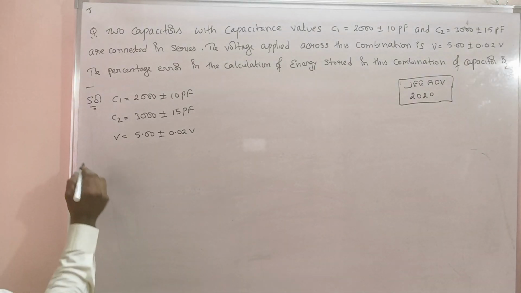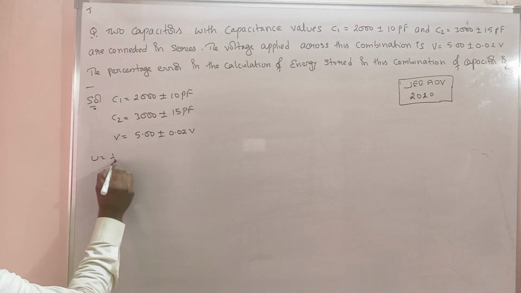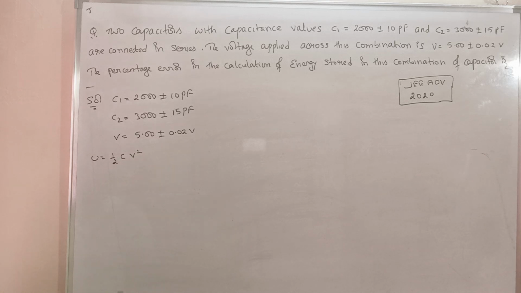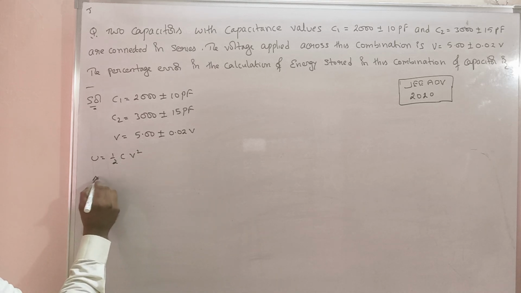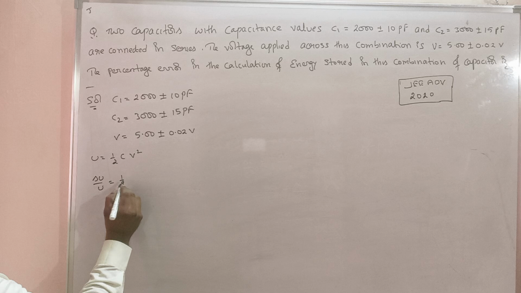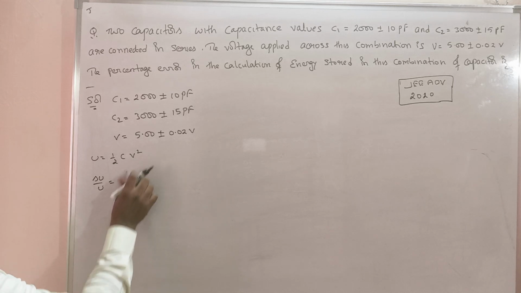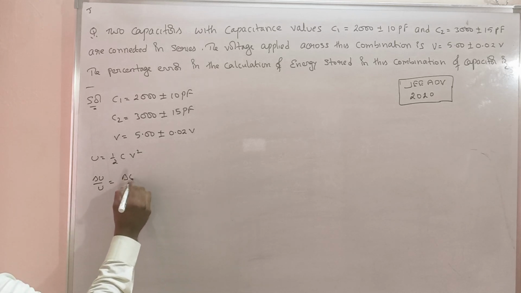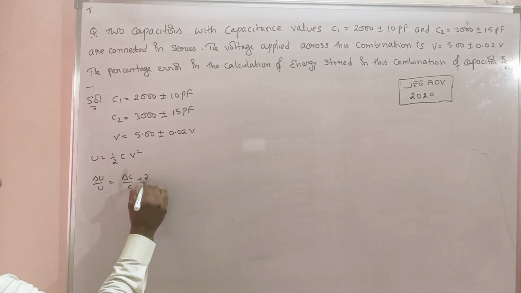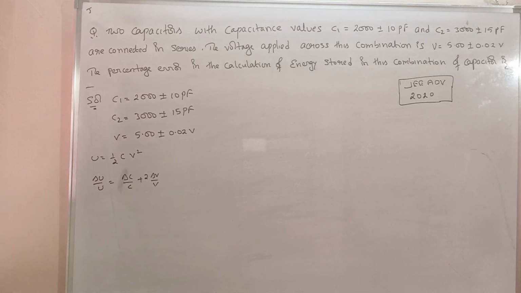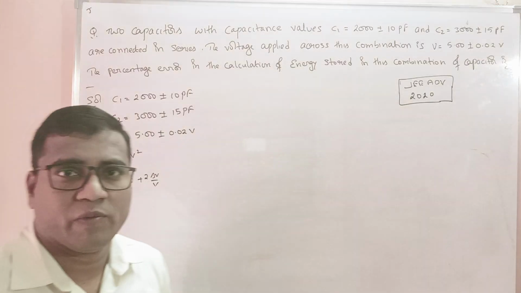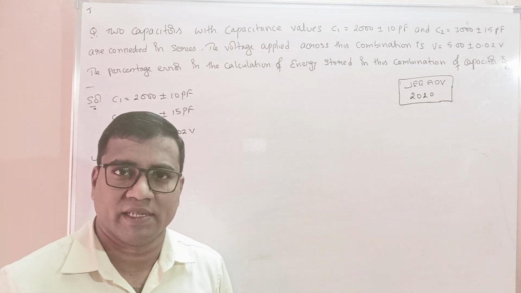We know the energy formula U = (1/2)CV². The percentage error formula: delta U by U is equal to delta C by C plus 2 delta V by V. The half is neglected in case of errors, we will not consider it. This is the fractional error. If you multiply with 100 you will get the percentage error.